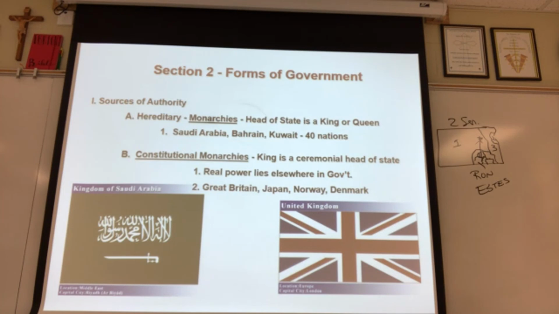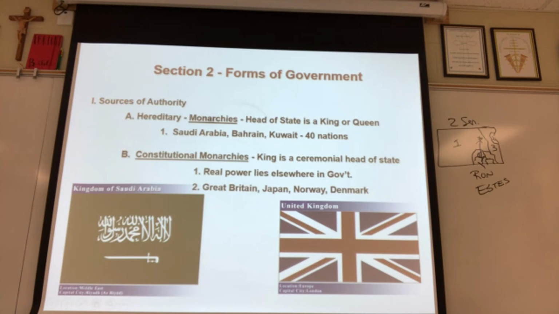So these are countries like Japan that have an emperor, but the emperor has no power. They have a monarchy, but they have no power. The Constitution gives the power to somebody else. Or in a true monarchy, they rule. One person rules. Everybody sees the difference? Okay.